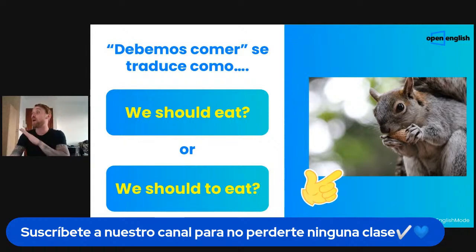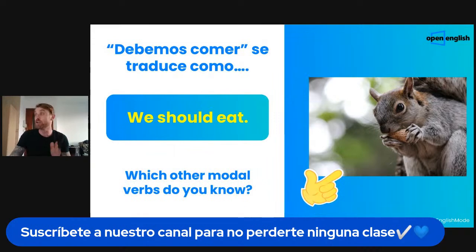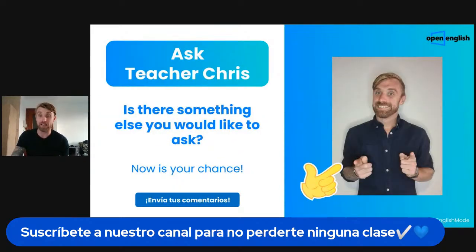La última es con cualquier verbo modal, no se usa to. So, we should eat, we must study, we can speak. No se usa la preposición to con verbos modales.